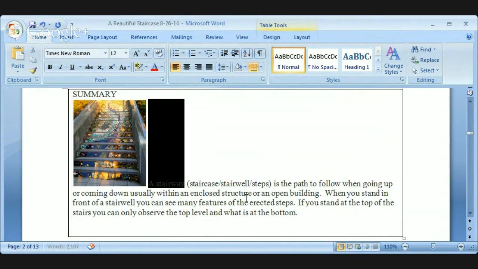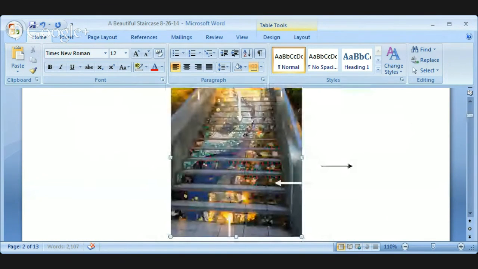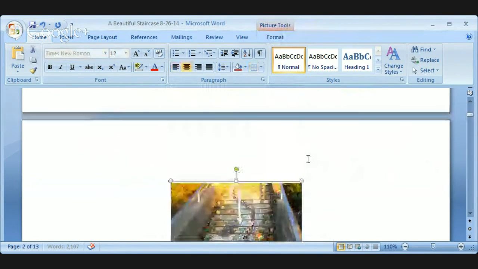Well, anyway, a staircase is a path to follow when going up or coming down, usually within an enclosed structure or an opening within a building or an open building. When you stand in front of a stairwell, you can see many features of the erected steps. If you stand at the top of the stairs, you can only observe the top level and what is at the bottom. As I demonstrated at the very beginning with this copy, you can see the arrows.